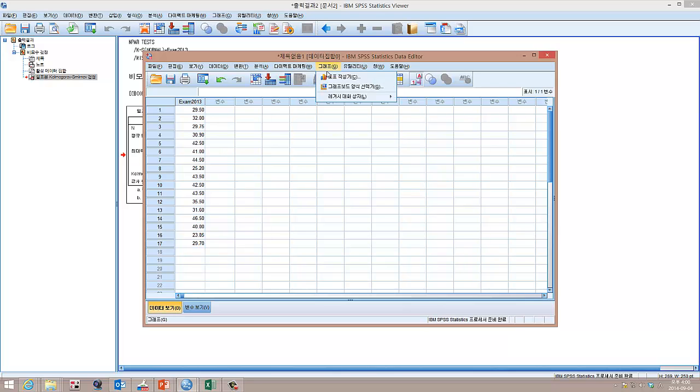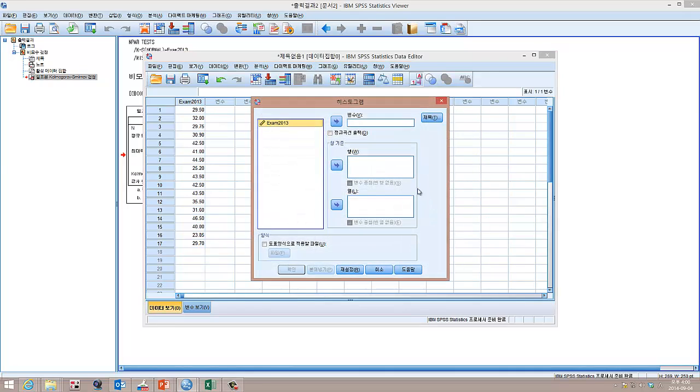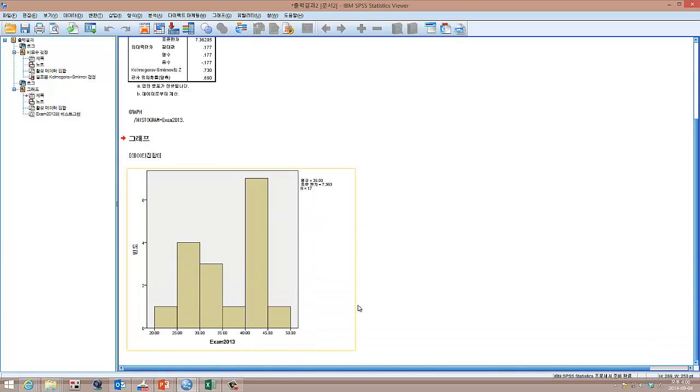And actually we can draw a histogram of the score. Well, it doesn't seem to be very much a normal distribution, but statistically it is a normal distribution.